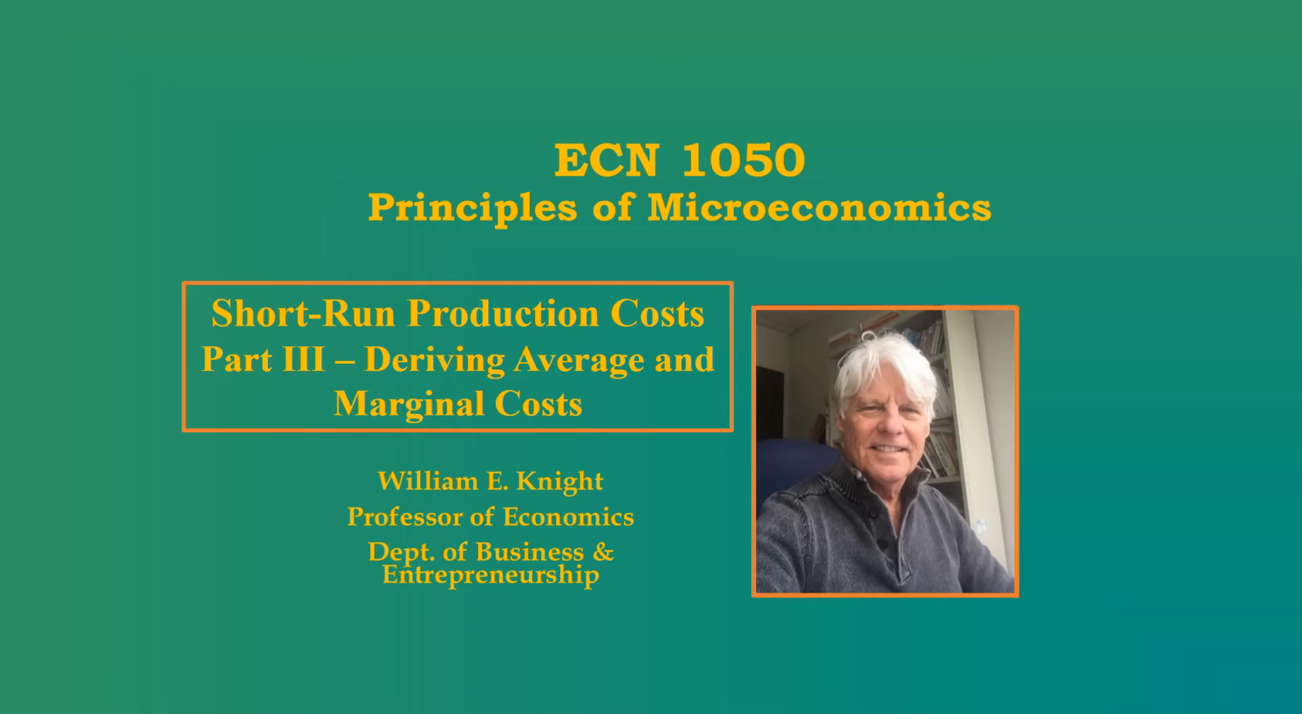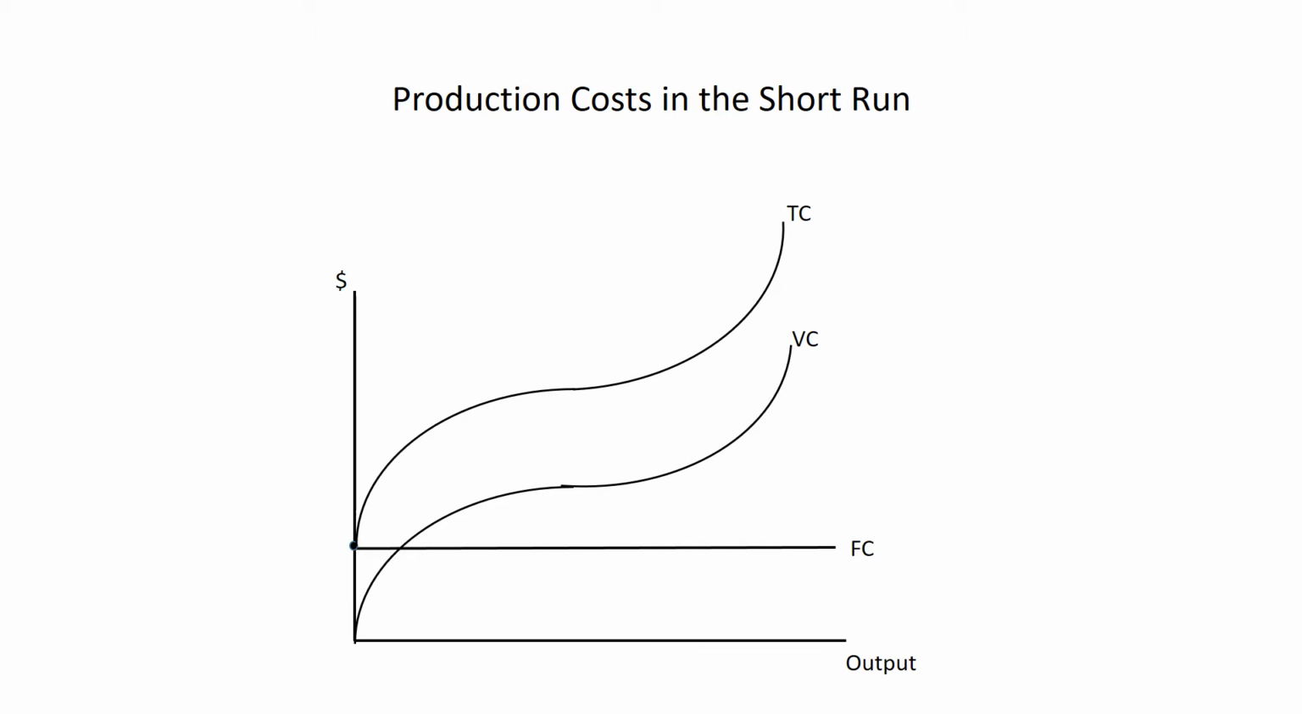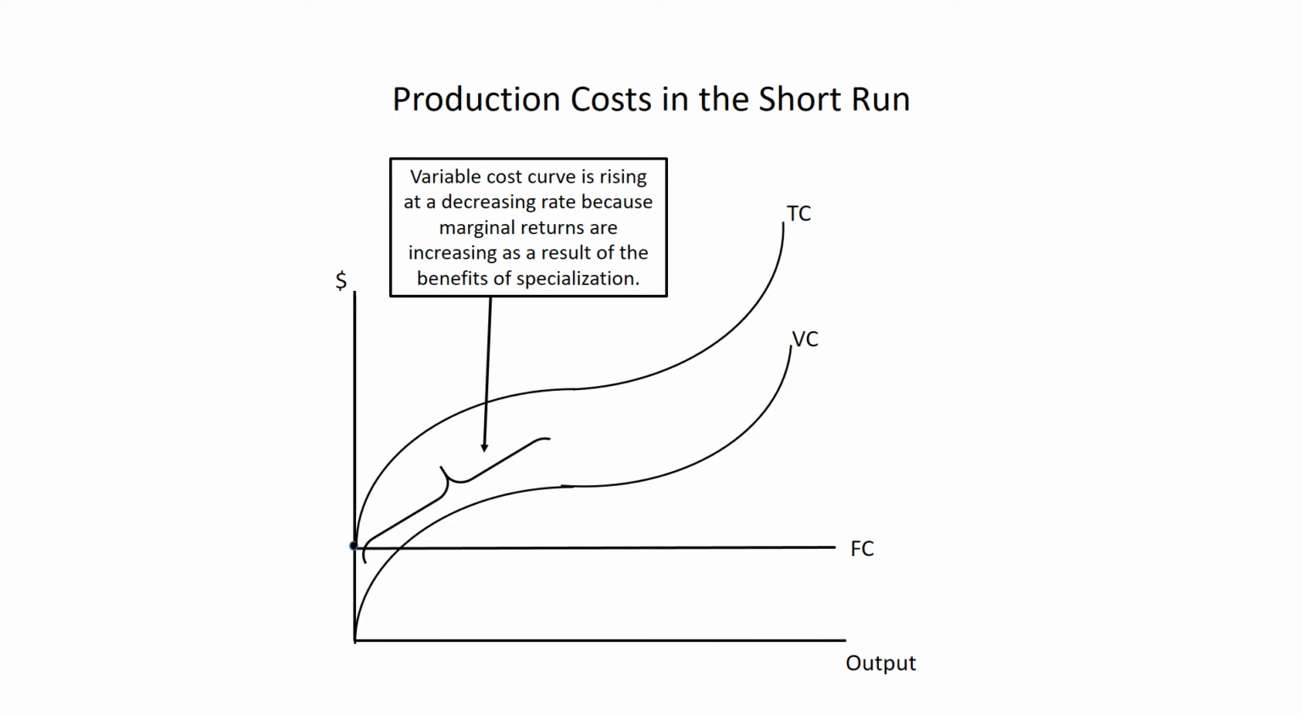In the previous video, we found that the short-run cost relationships for an individual firm, once we factored in the law of variable proportions, look like this. At low levels of output, the variable cost curve is likely to rise at a decreasing rate as output increases due to increasing marginal returns resulting from specialization. Here you can see that the variable cost curve is rising at a decreasing rate because marginal returns are increasing as a result of the benefits of specialization.